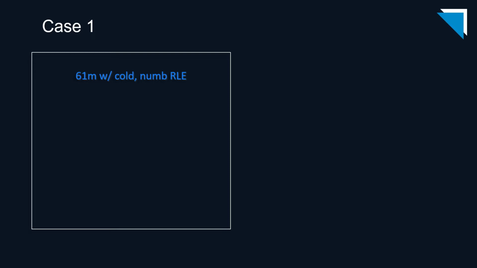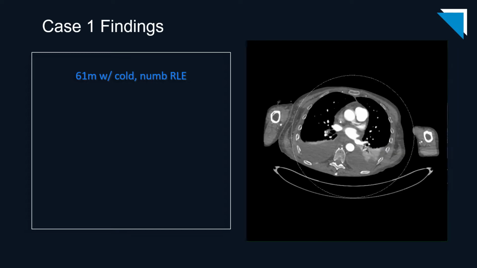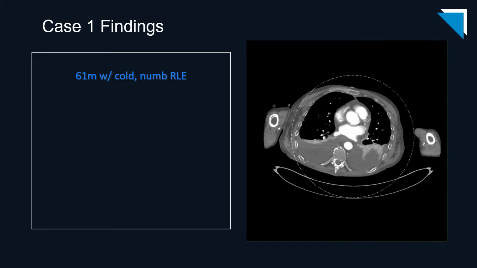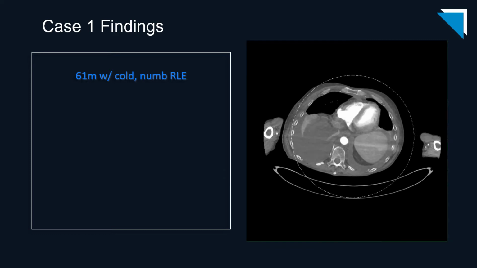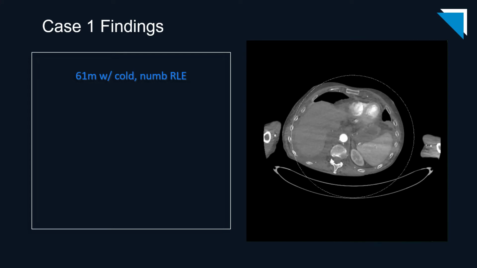This is a 61-year-old man with a cold, numb right lower extremity. These are axial images from a CT angiogram. There are many of them, so it will take us quite a bit of time to get through them all. Remember, you can pause the lecture at any point to scrutinize a particular finding.